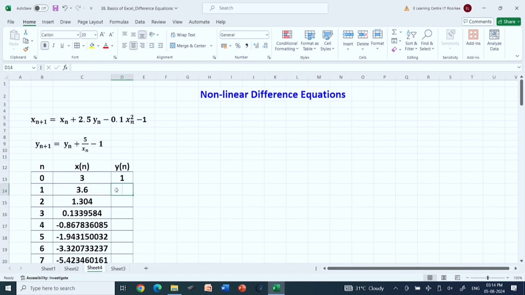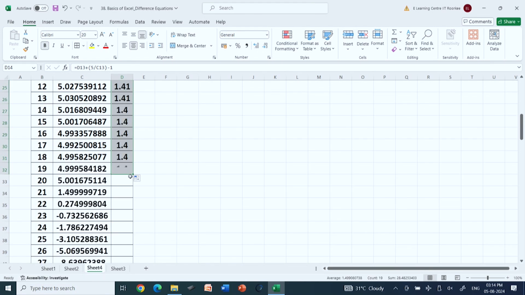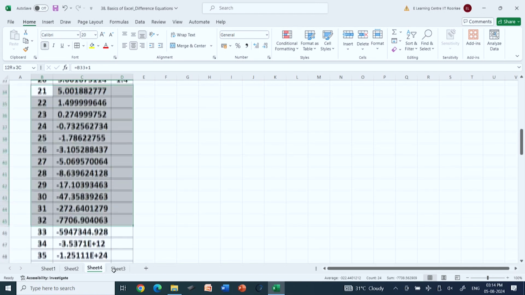this one. This is equal to yn plus 5 divided by xn minus 1. So, let us take up to 20 values.